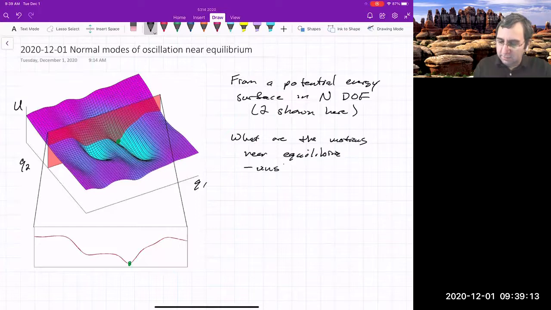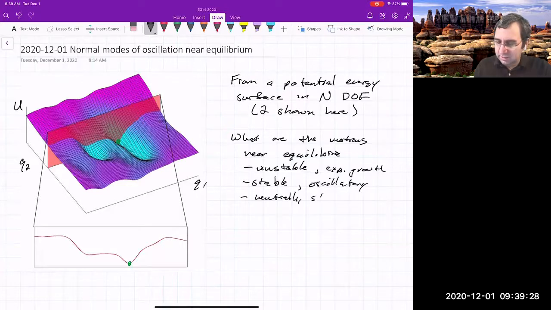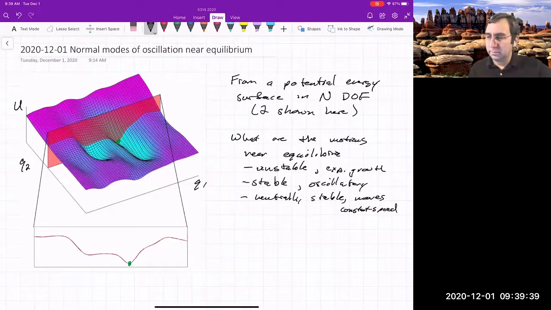There could be unstable, which means exponential growth, or stable, which means oscillatory. Then there's neutrally stable, which means it just moves at constant speed. Those are sometimes called rigid body modes.